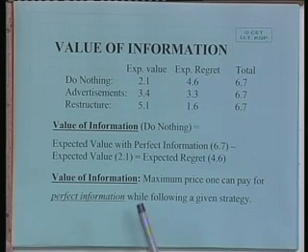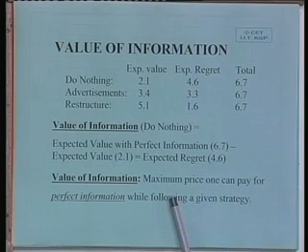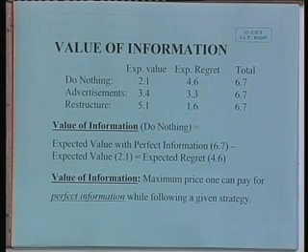Why is it called value of information? Because this is the maximum price one can pay for perfect information while following a given strategy. Say you were following the do nothing strategy, and you are getting an expected value of 2.1.